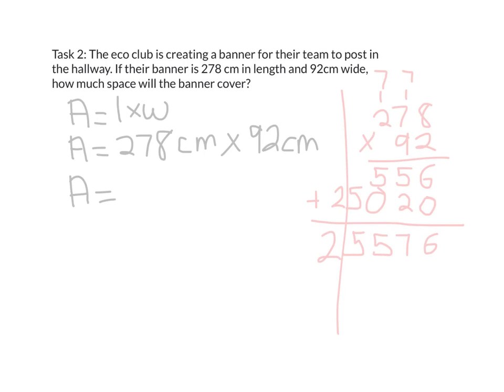So the total measurement I have is 25,576, so I can go ahead and put that in. So 278 centimeters times 92 centimeters would come to 25,576 centimeters squared. And again, a centimeter is squared because we had to multiply our centimeters by our centimeters.